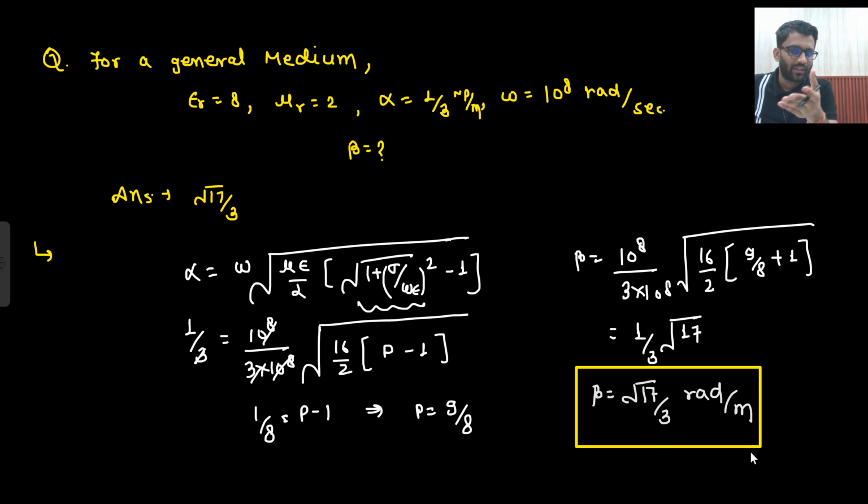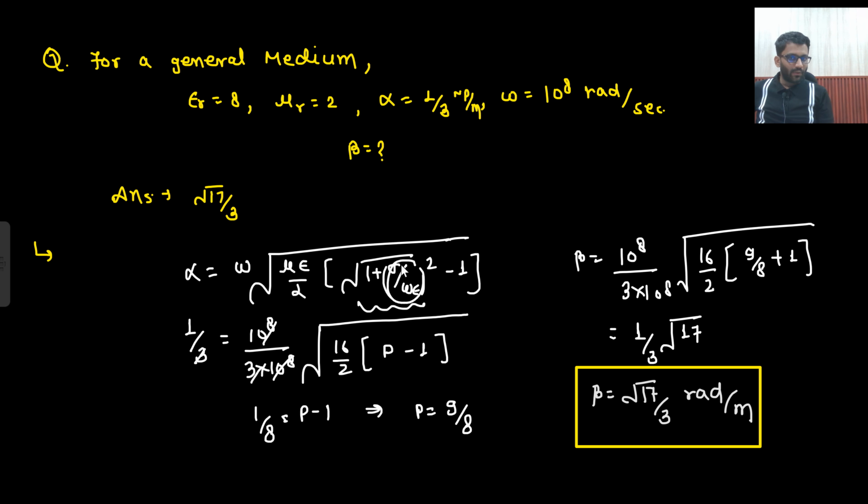So p I assumed, p minus 1. This value I know, 3 into 10 power 8, then 16 by 2 here, 8. Then I did the calculation. These were getting cancelled. So from here I got the value of this as 1 by 8. So 9 by 8 value I was getting, and then I put it there. So from there I got the value of beta.